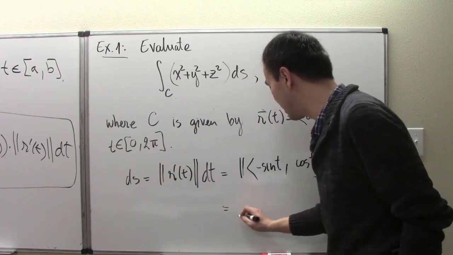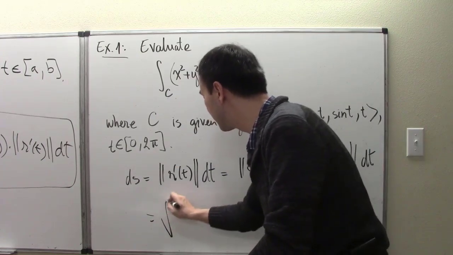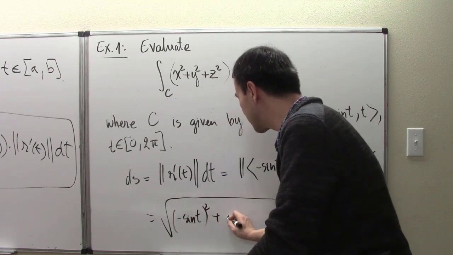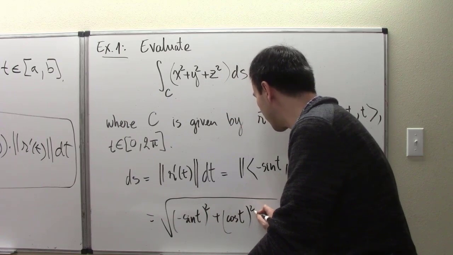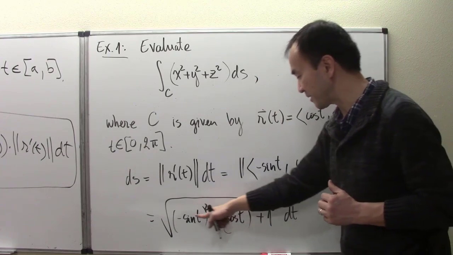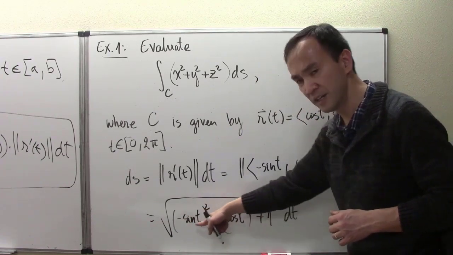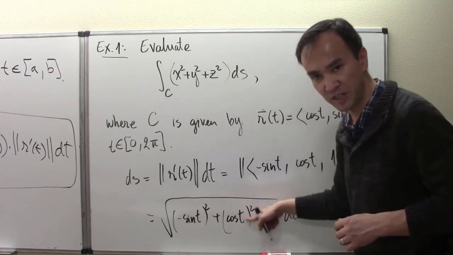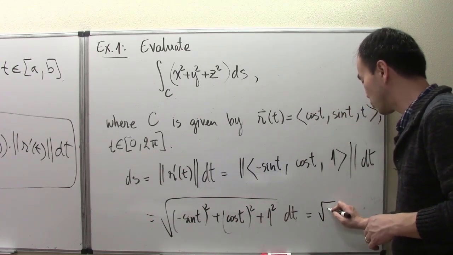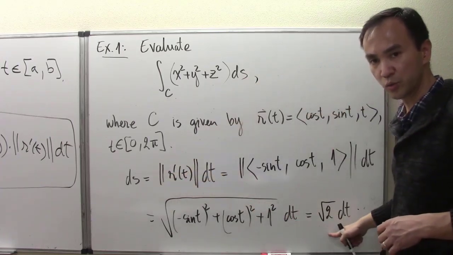And so now we're looking at the square root of minus sine of t all squared plus cosine of t all squared plus 1 squared, dt. Right? And then with our understanding of trigonometry, sine squared of t plus cosine squared of t gives me a 1 with these two terms, plus another 1. So we have a square root of 2 dt. And so ds is indeed equal to square root of 2 dt.